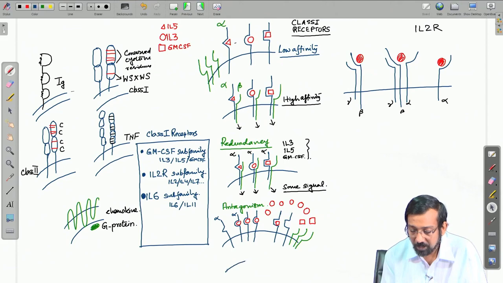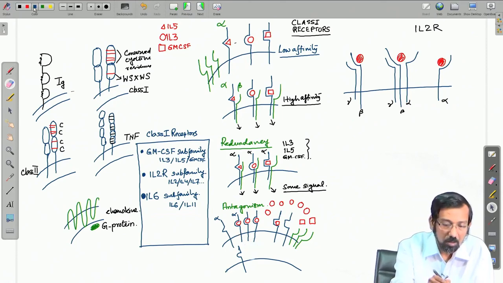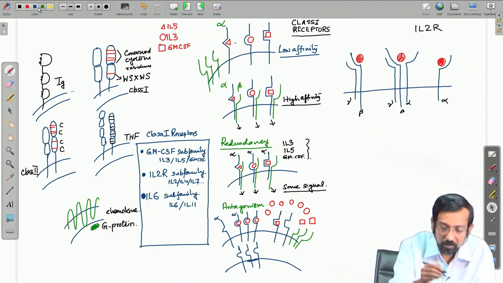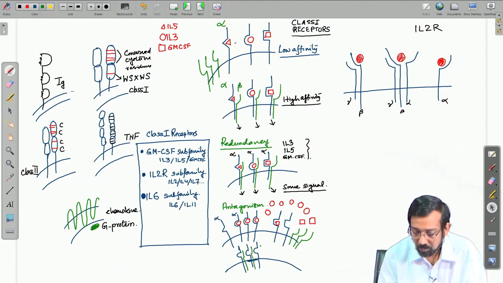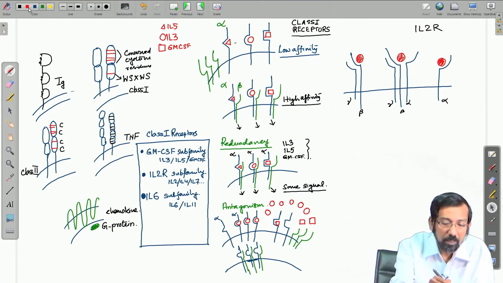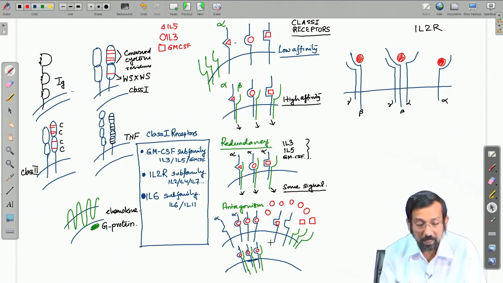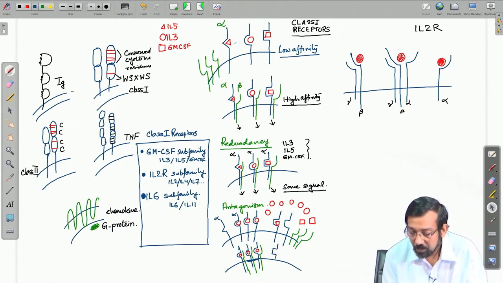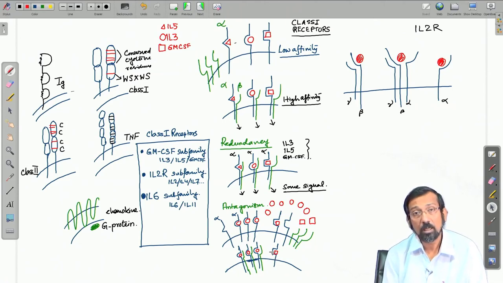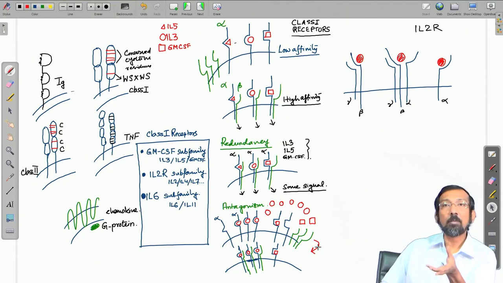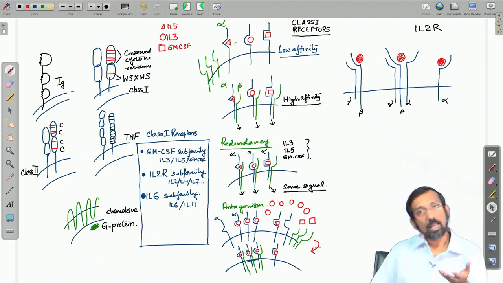So, the situation will be something like this, that all these alpha subunits will look something like this. So, now these beta subunits will go and immediately bind to these alpha subunits which are already bound to the IL-3 ligand, and there would not be any beta subunit available to bind to the alpha subunit of the GM-CSF. And as I told, if there is no beta subunit binding, then the high affinity receptors will not be produced. So, it will remain as a low affinity receptor and it will not transduce any signal.